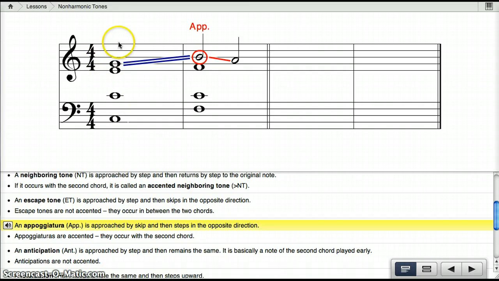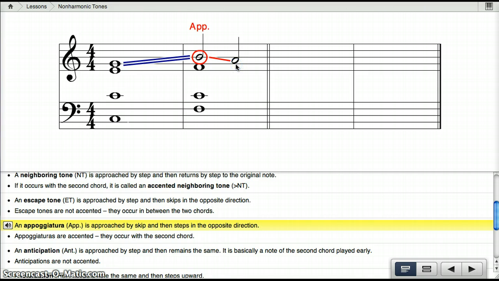So a C major chord, and then in an accented fashion, the note changes on the beat with the other voices, but then doesn't resolve into the new harmony until there, which it resolves by step. So the important part is leap or skip, then step.